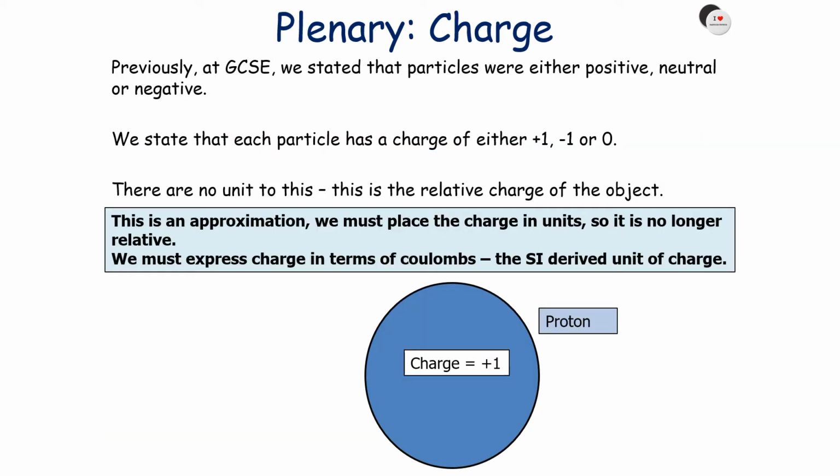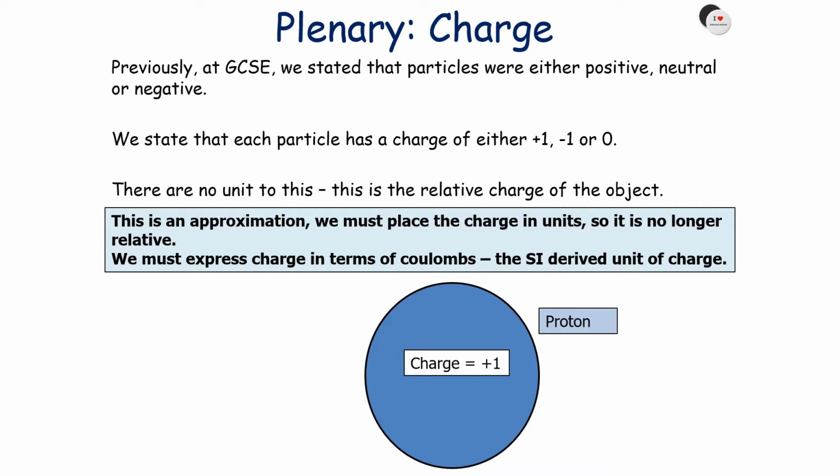Now another idea we've got to understand about particles is the idea of charge. Now at GCSE we stated that particles were either positively, negatively or neutrally charged. So we would say they'd have a charge of +1, -1 or 0. Now there were no units to this, it was a relative charge of the object.